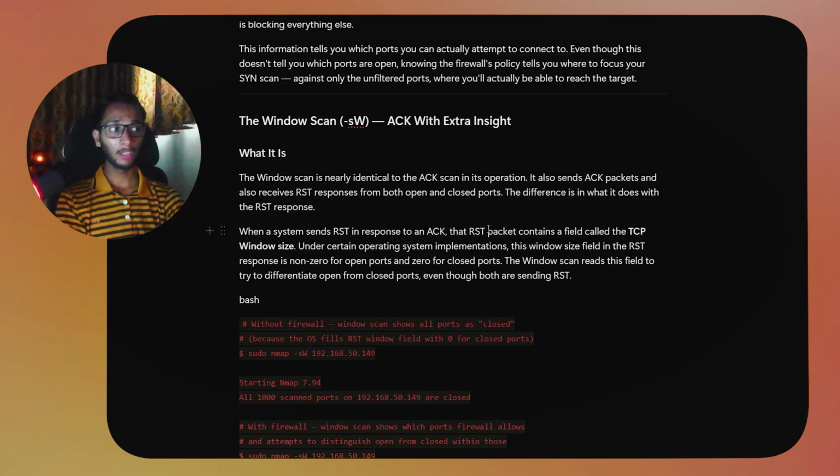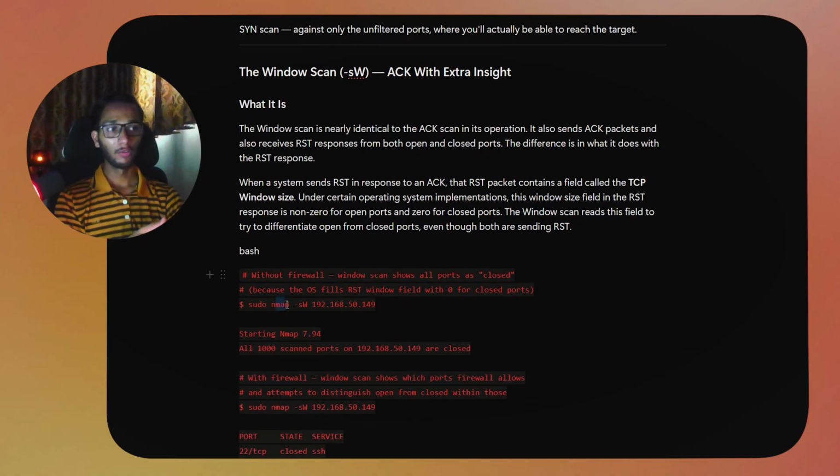The RST packet that you receive contains a field called the TCP window size, and under some operating systems, if the window size in the RST packet is non-zero, it means that the port is open, and if the value of the window size is zero, it means the port is closed. So this scan checks the TCP window size inside the RST packet, and based on that it tells you whether the port is open or not. Okay, so if you want to do this, you just have to use -sW, for example nmap -sW and specify the target, or you can specify a specific port as well.